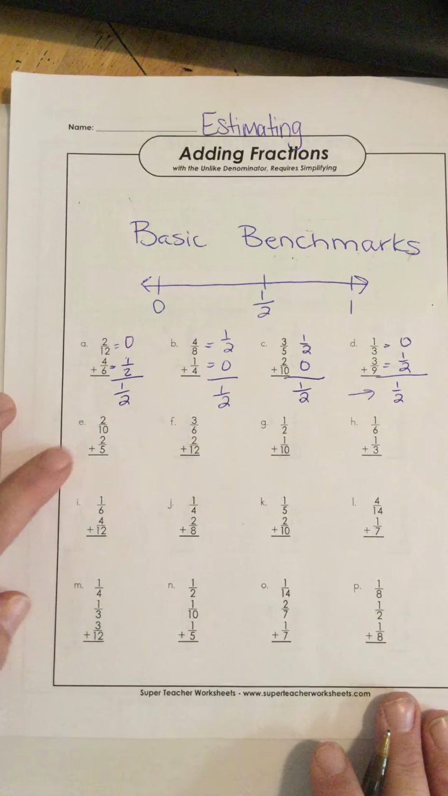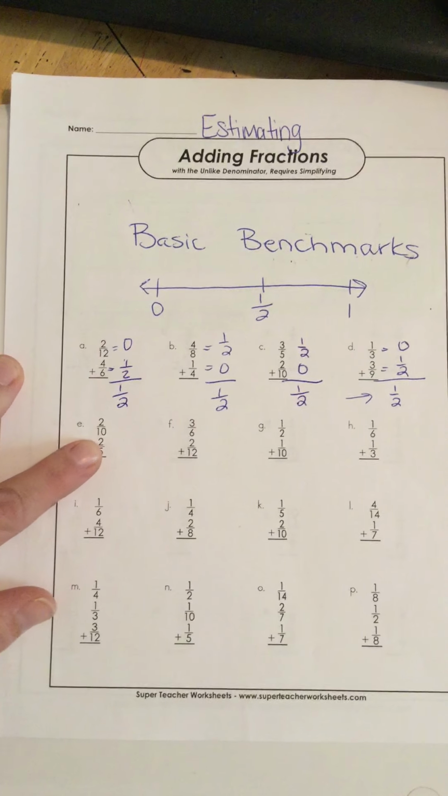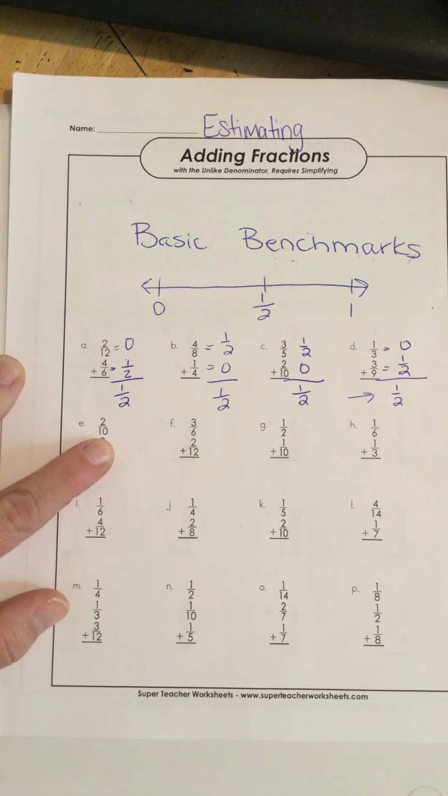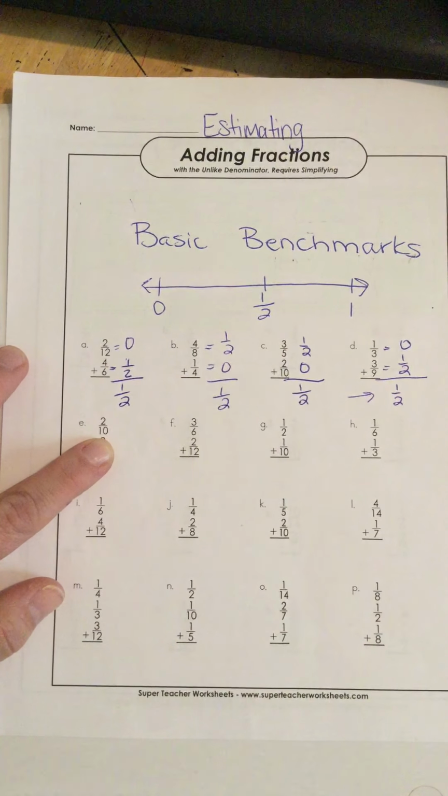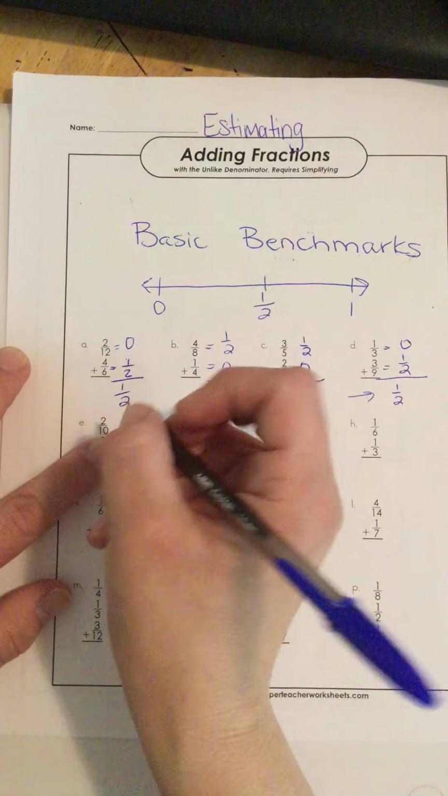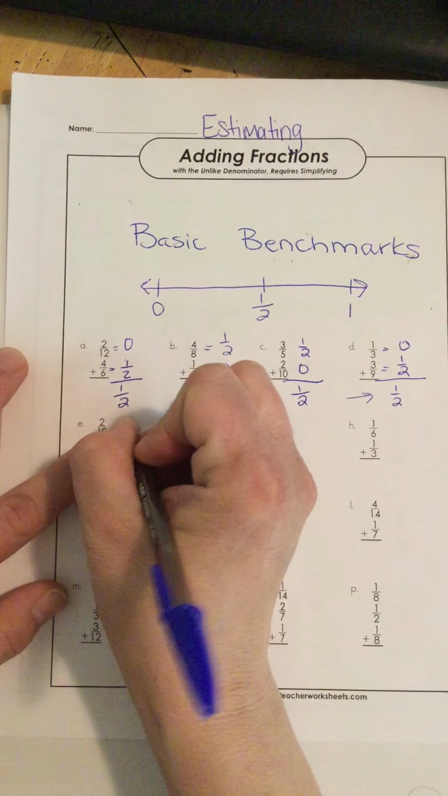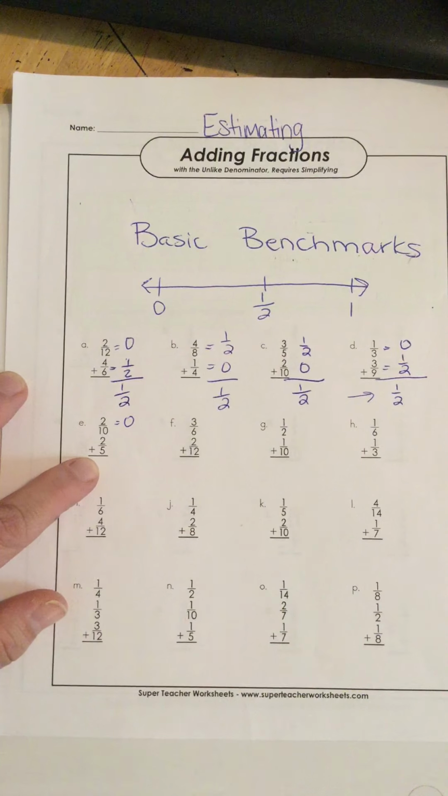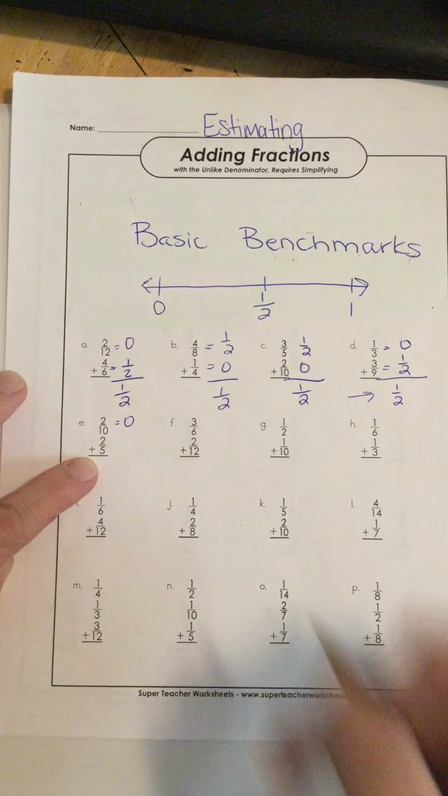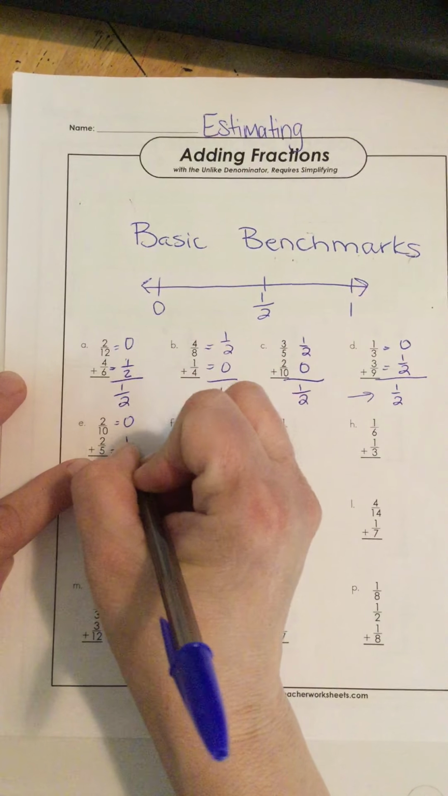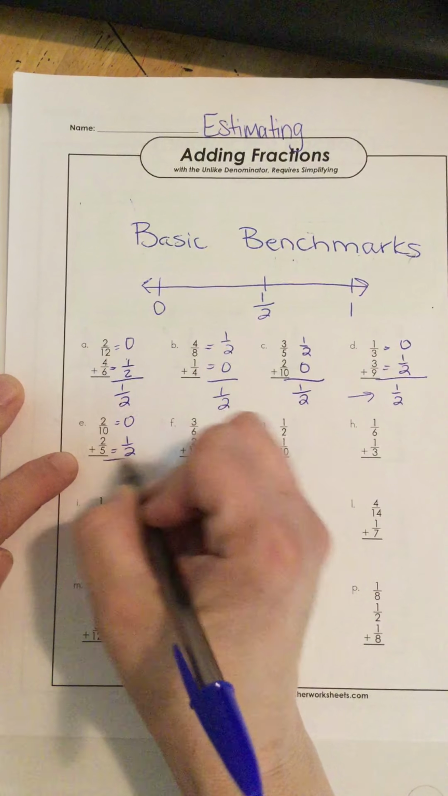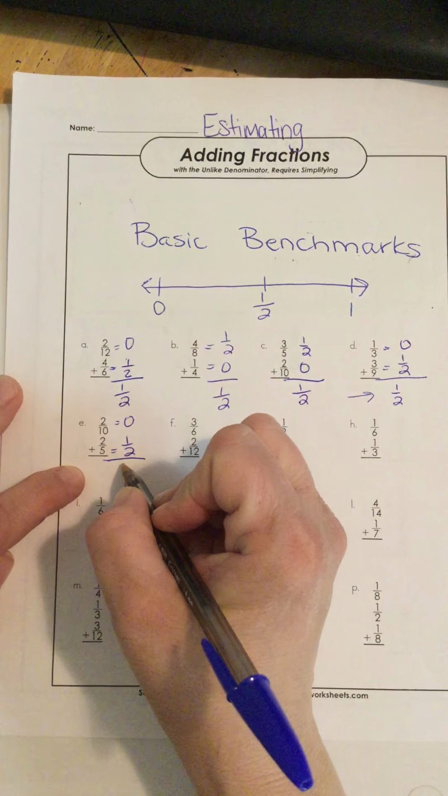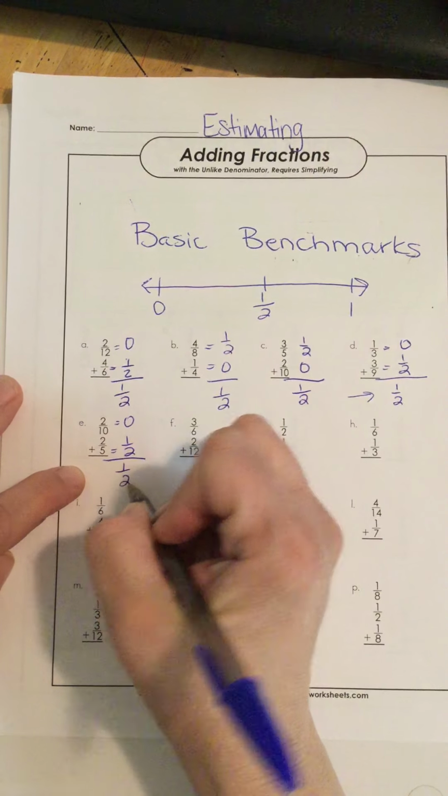All right, 2 over 10. Tell me what you would estimate 2 over 10 to be. What would you estimate 2/10 to be? All right, I think 0. 2 over 5, 1/2. And 0 plus 1/2 equals 1/2.